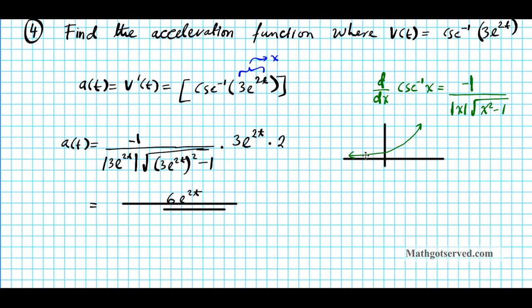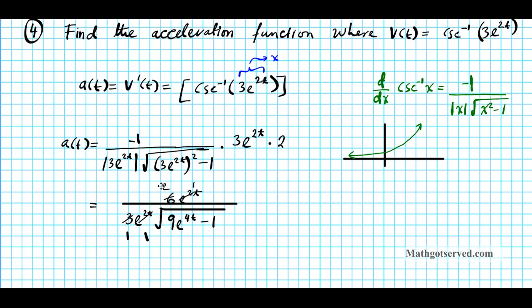3e to the 2t is always positive, so this absolute value can be dropped. So we can just express this as 3e to the 2t, because the range of the exponential function is positive. That times the square root of, and if you expand this, you're going to have 9e to the 4t minus 1. Now, you notice we can reduce this. 3 goes here once, 3 goes here twice, and then the e to the 2t's divide out.